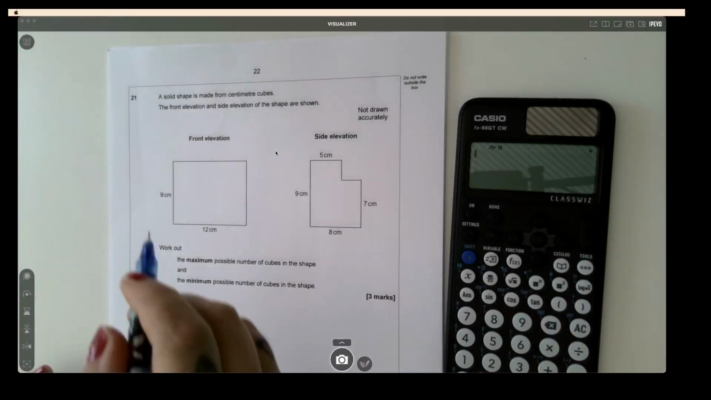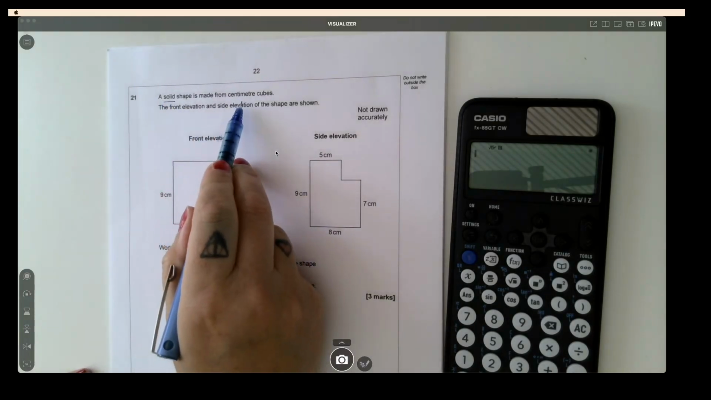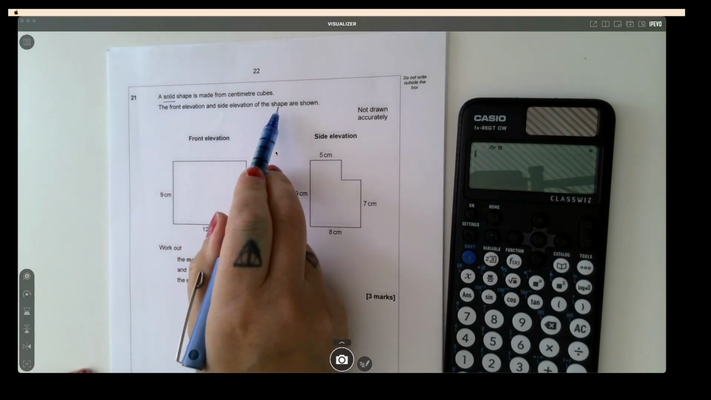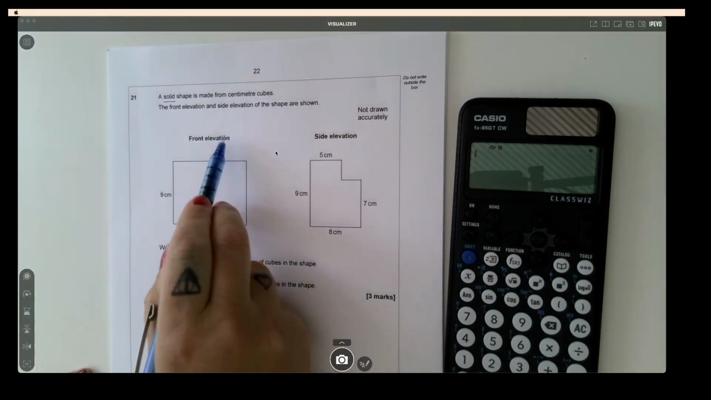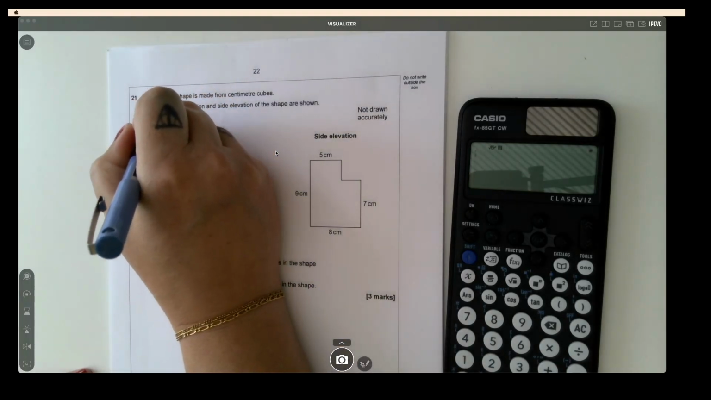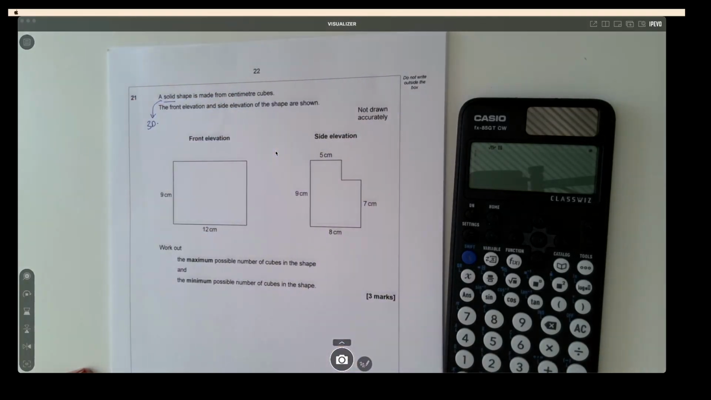Question 21. A solid shape is made from centimetre cubes. The front elevation and side elevation of the shape are shown. So here's the front elevation, here's the side elevation, and we're dealing with a solid shape, so we're dealing with a 3D shape here. Work out the maximum possible number of cubes in the shape and the minimum possible number of cubes in the shape.